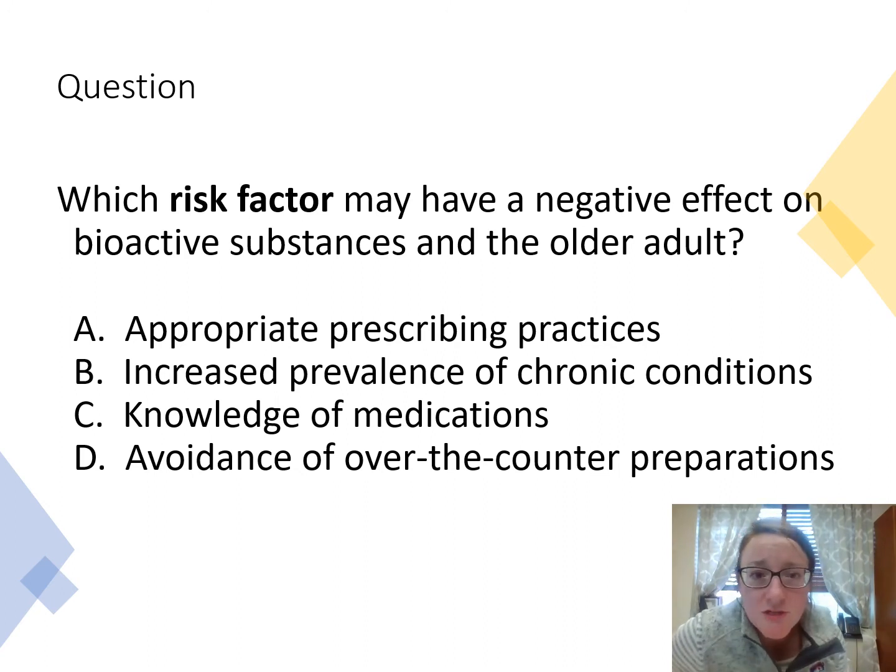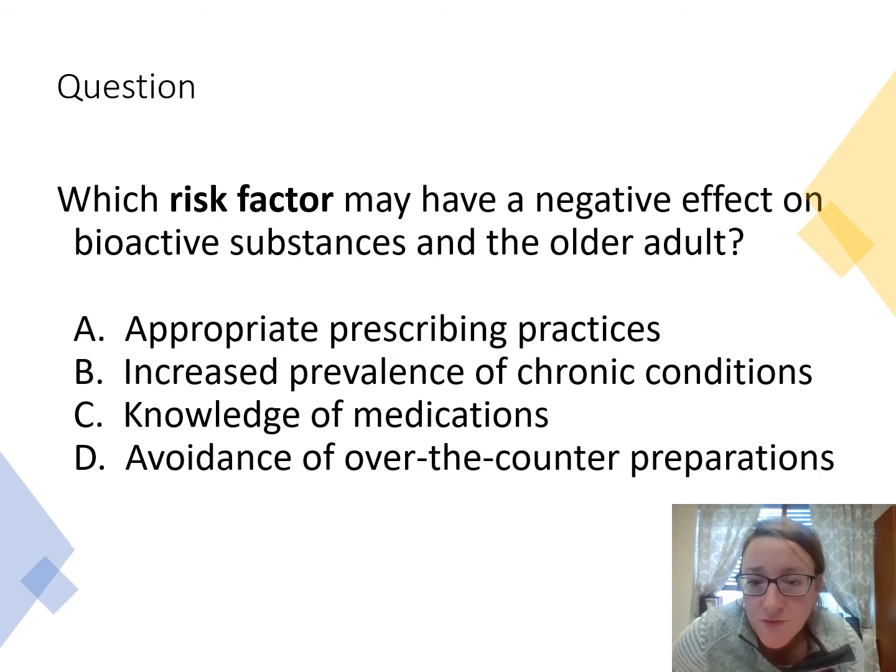So I have a few questions here. Which risk factor may have a negative effect on bioactive substances in the older adult? So looking through these, we're looking for, in bold there, the risk factor, right? So what's going to increase our risk for adverse drug reaction? So looking at it, appropriate prescribing practices. Well, that sounds good. It's not going to be that one, right?